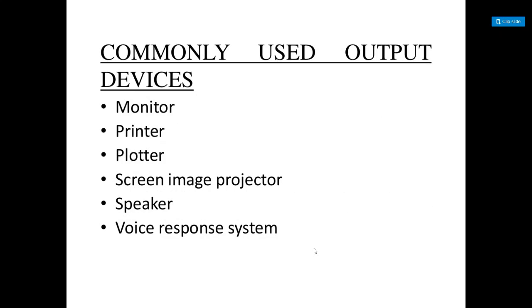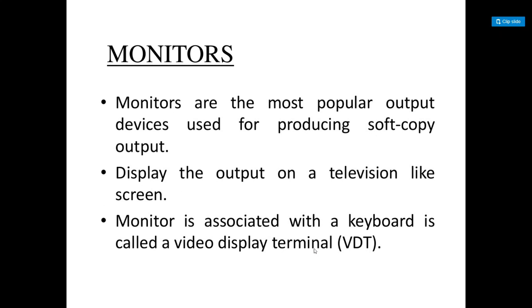So the commonly used output devices are monitor, printer, plotter, screen image projector, speaker, and voice response system. We'll see some of these in detail. Monitors are the most popular output devices used for producing soft copy output. It's like a display on a television, and it's associated with the keyboard and is called a video display terminal.